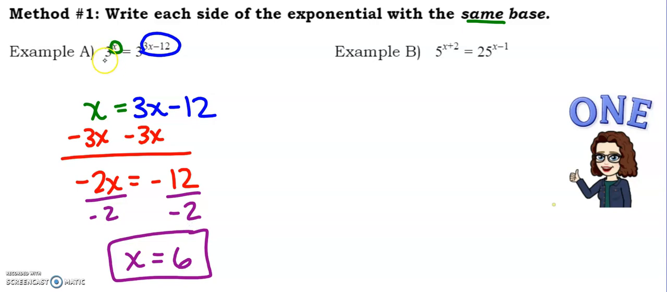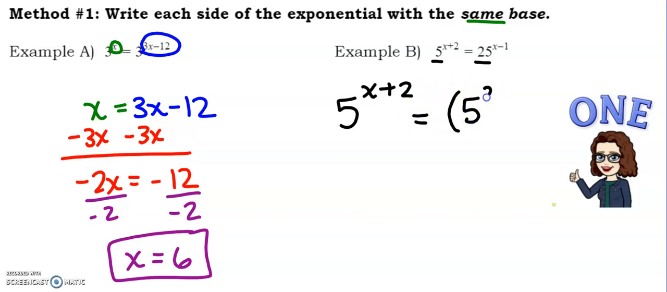Okay, well this one was pretty straightforward because 3 and 3 were exactly the same. But if I look here, this one has a base of 5 and this one has a base of 25. I can't get any simpler than a base of 5 in terms of powers, but I could rewrite 25 as 5 to the second.